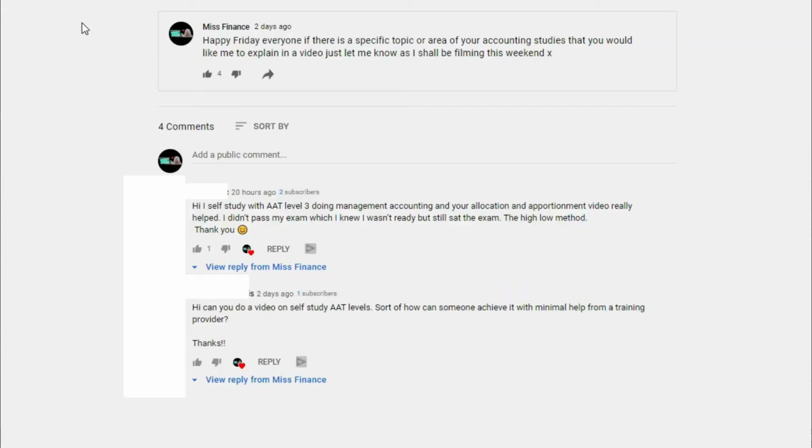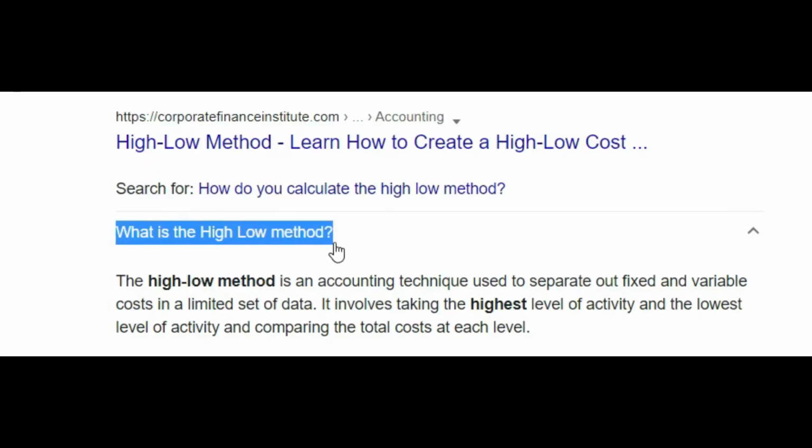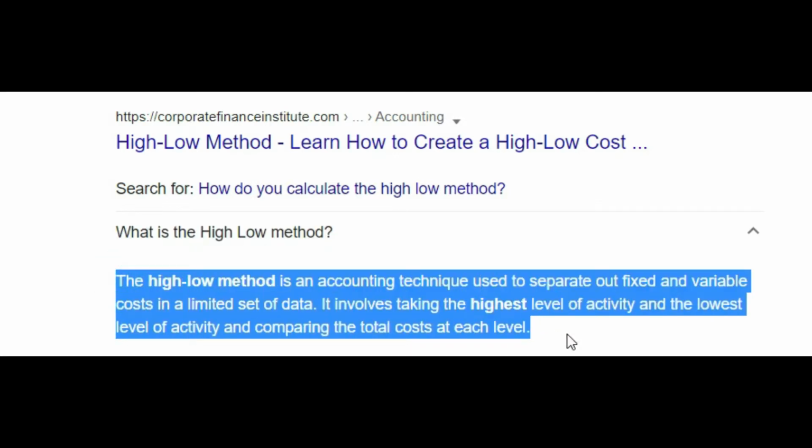So on Friday I sent a message out on the community tab just to ask if there were any topics or subjects that anybody was finding difficult that they'd like me to create a video about. There was one request for the high-low method. This does come up in terms of elements of costing. It's a method used to identify a fixed element and a variable element of a cost.